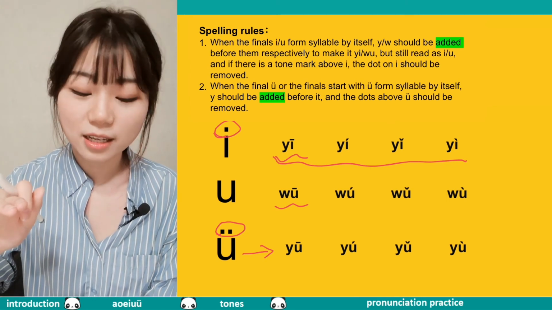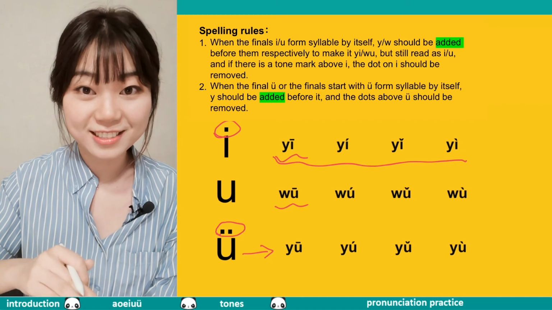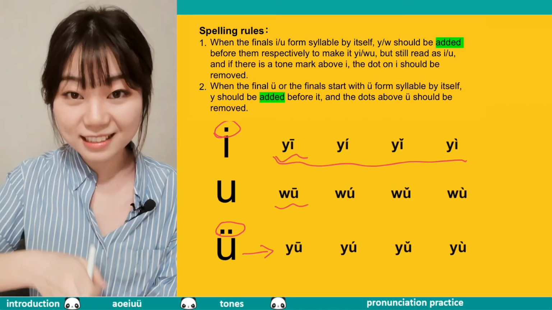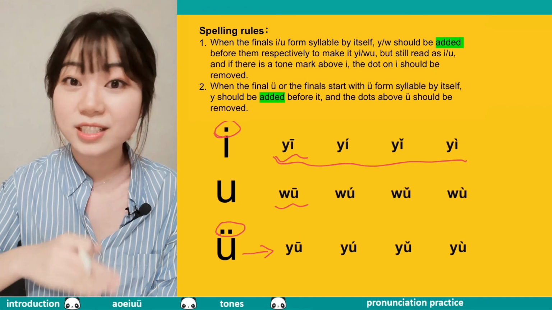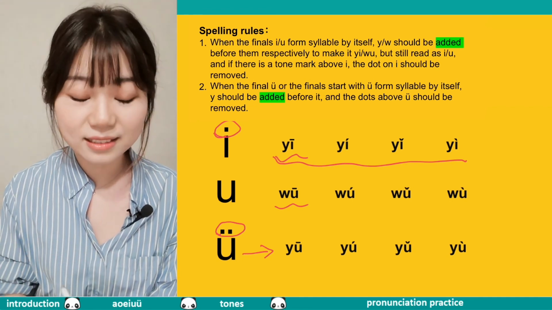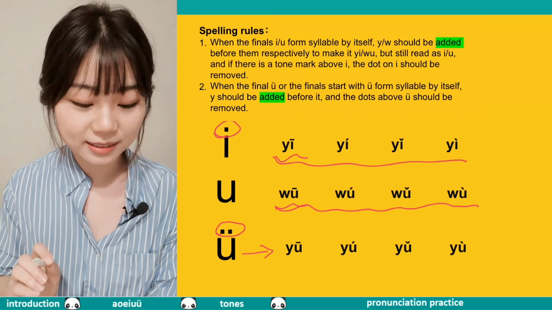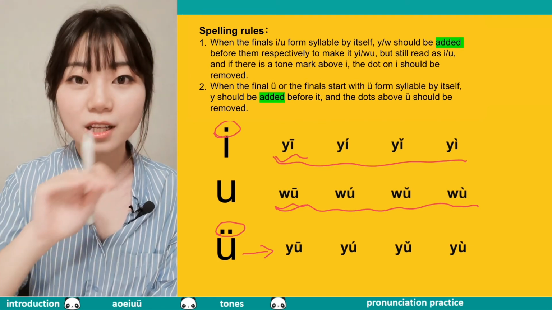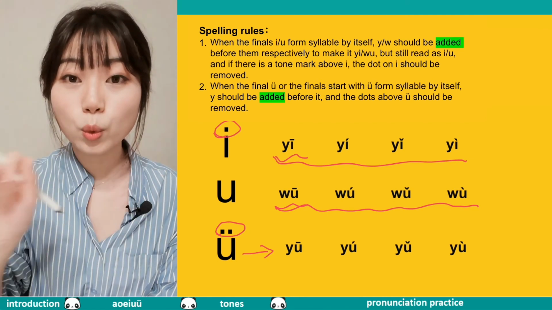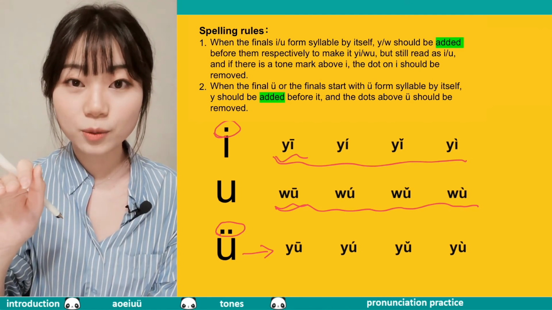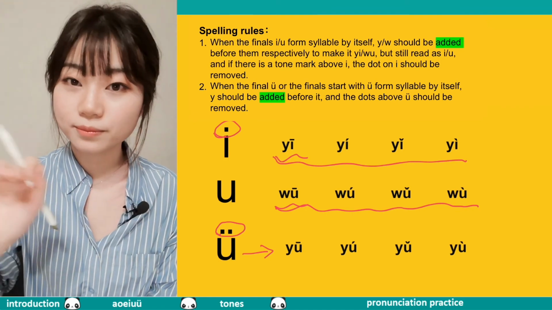And next, the fourth tone, from 5 to 1, how to pronounce? Yes, short and strong. And the next one, u. And we put tone mark on it. The first tone, u. And the second tone, from 3 to 5, u.